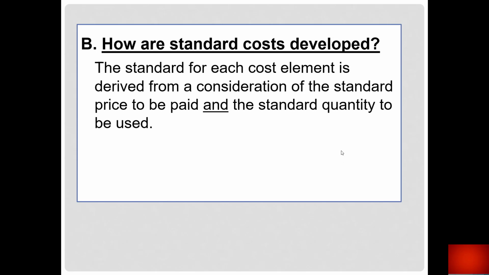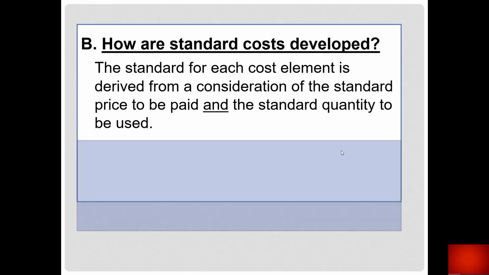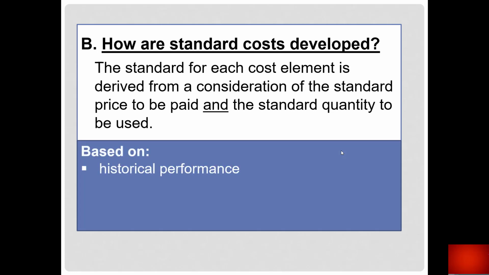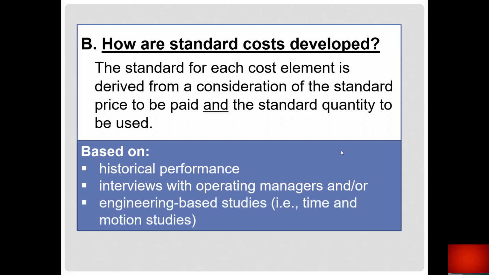Now, how are these developed to get the cost and quantity parts of this? Typically what's done is you can look at historical performance. That does have built-in inefficiencies from the past, so you might want to also interview the operating managers to identify what could be improved upon. And also engineering-based studies. These are time and motion studies that demonstrate what it should take to produce a unit and to complete an activity.